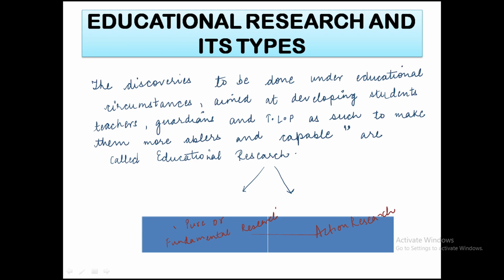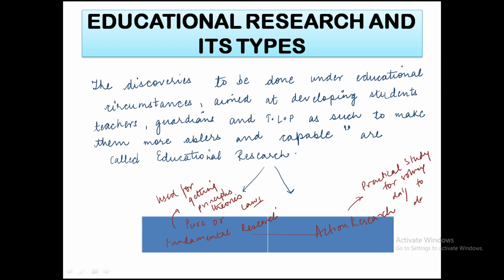So pure research is basically used for getting principles, theories and laws. And action research is the practical study for solving day to day problems.